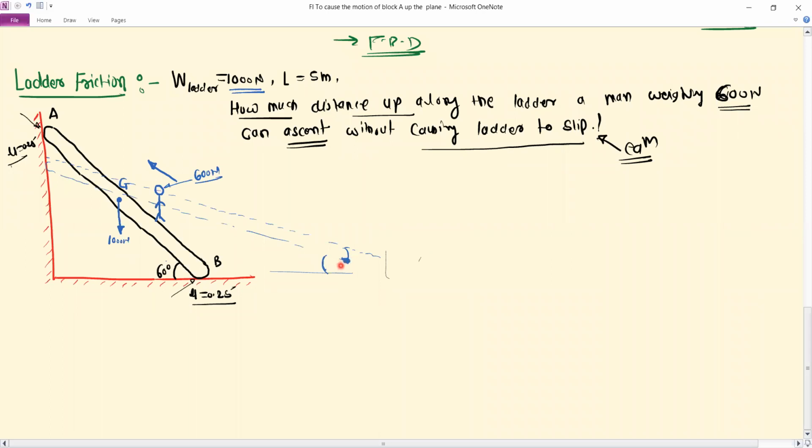Therefore, when we solve a problem on ladder friction, we will use three conditions. One is summation of moment equals 0, because the ladder has a tendency to rotate about this point, as there is a change in angle. Second condition, summation Fx equals 0, and third condition is summation Fy equals 0. These three conditions we can apply when we solve problems on ladder friction.